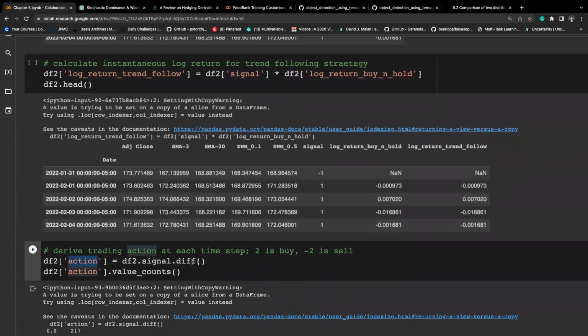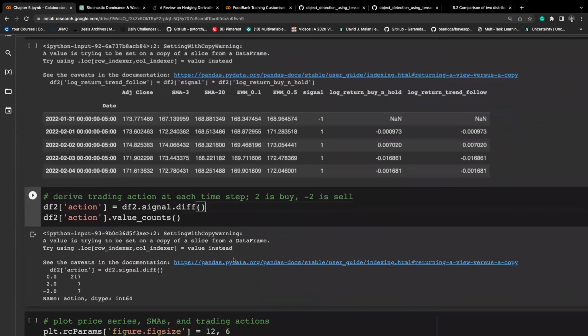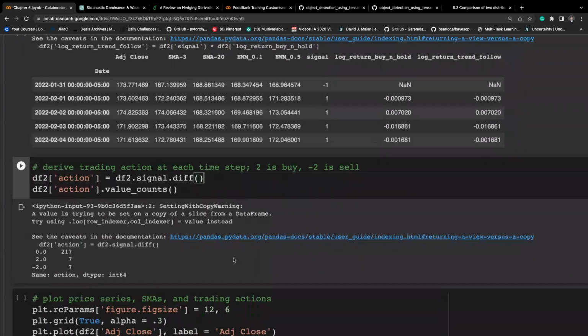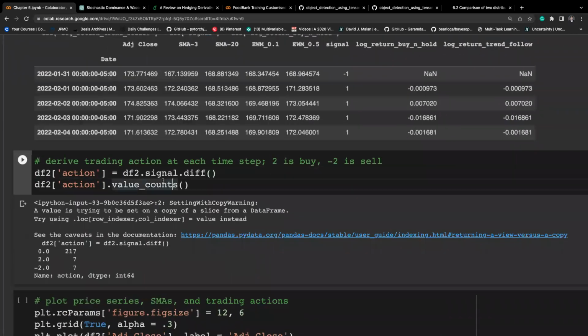So this is how we derive actions based on the signal. What happens is that we're just going to take the signal column and use the diff function, so the current period minus the previous period in terms of the values of the signal. And then using value counts to get the frequency counts. So here, most of the time, we just hold onto the position, do nothing.